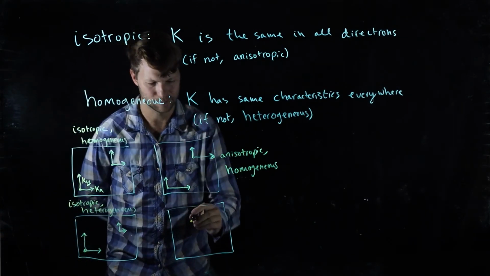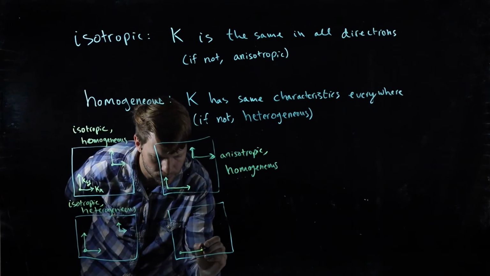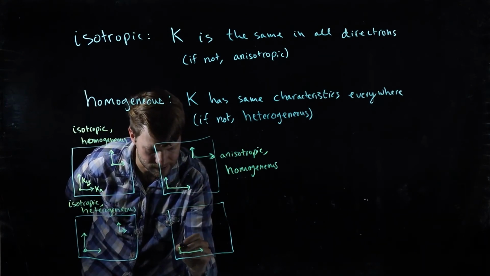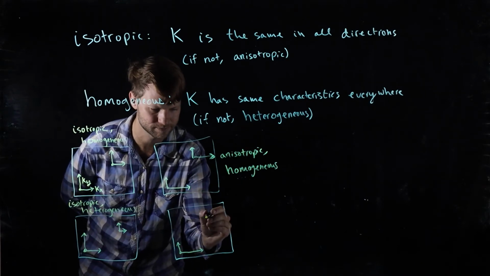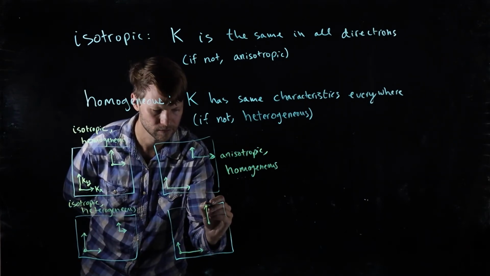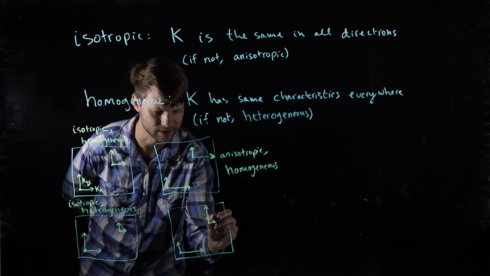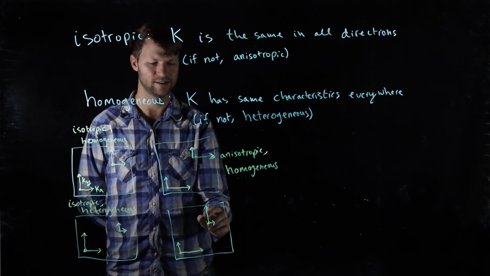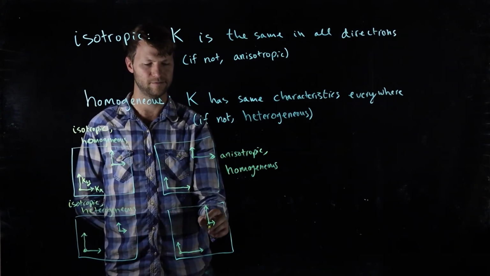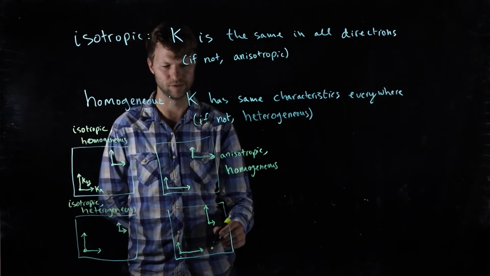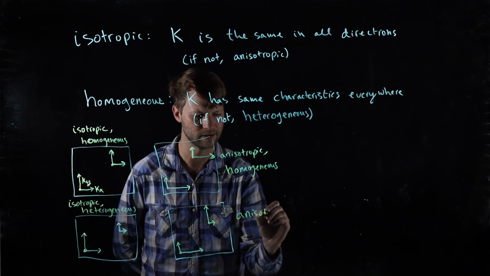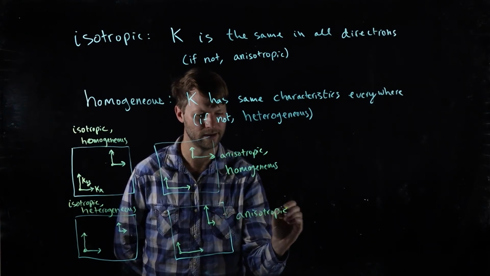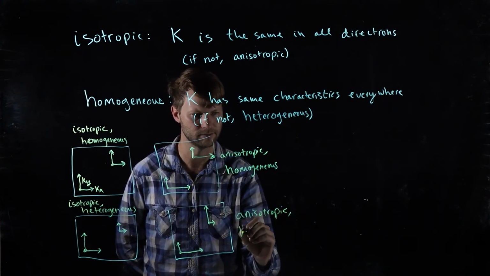And in the final example, our little vectors that denote K are going to be different in direction at a location, but they're also going to be varying in space. So the X vector is changing in size as you move along. And so we have both an anisotropic and a heterogeneous aquifer here.